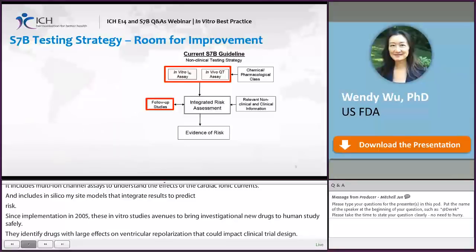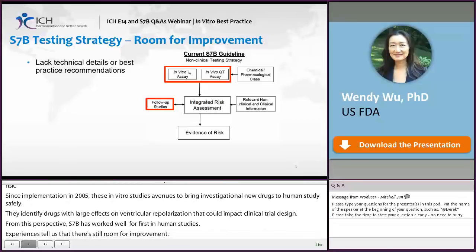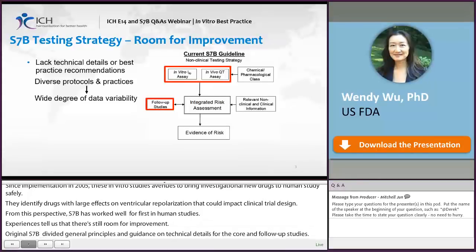Now, experiences tell us that there is still room for improvement. Original S7B provided general principles and no guidance on technical details for the core and follow-up studies. As a result, diverse experimental protocols and practices were used, contributing to a wide degree of data variability. In terms of hERG assay, this would be variability in the IC50 values generated by different labs.